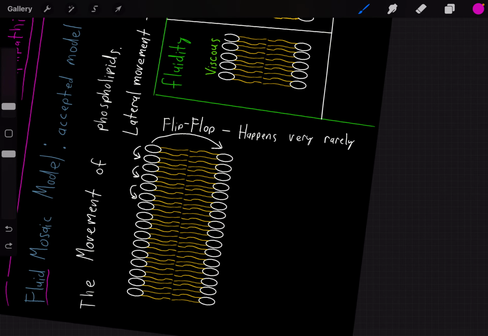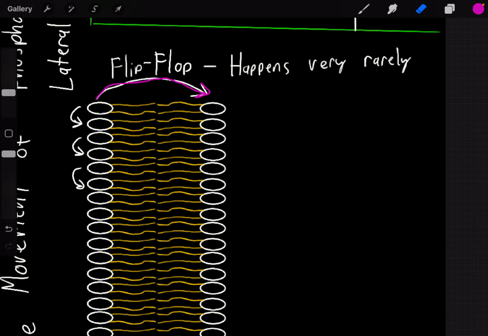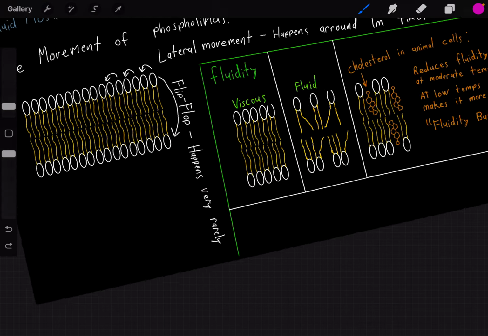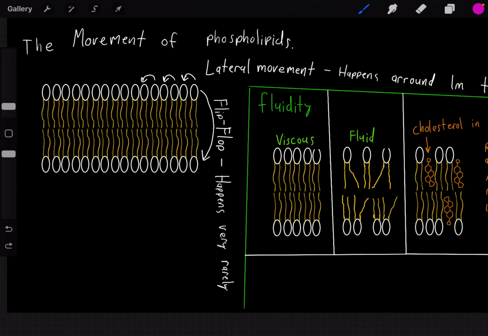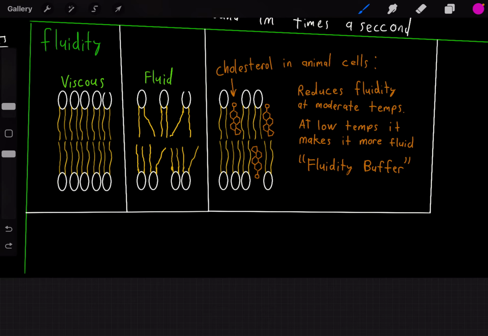We have the flip-flop method, which means that one phospholipid on one layer would switch with one phospholipid on the other layer, but that happens very rarely. All you have to know is it doesn't happen as much as lateral movement, and it just happens very rarely. So that is it about the movement of the phospholipid.